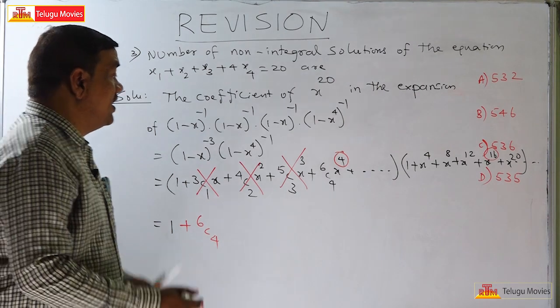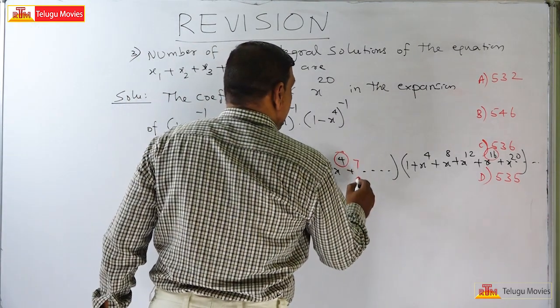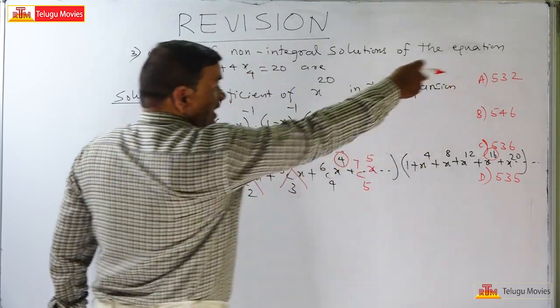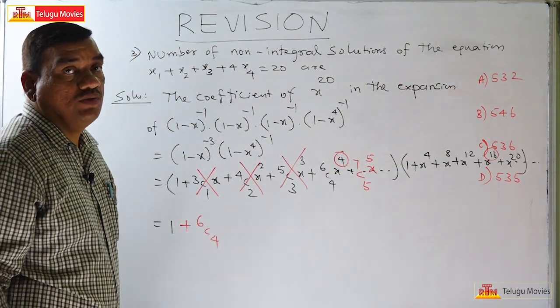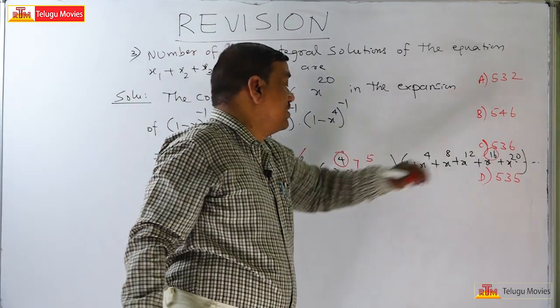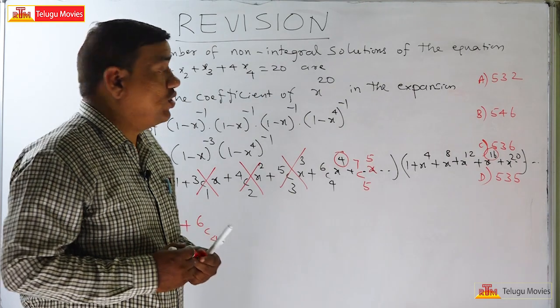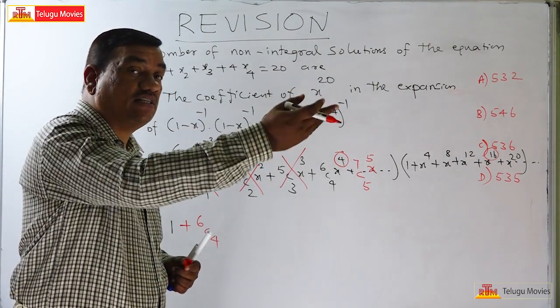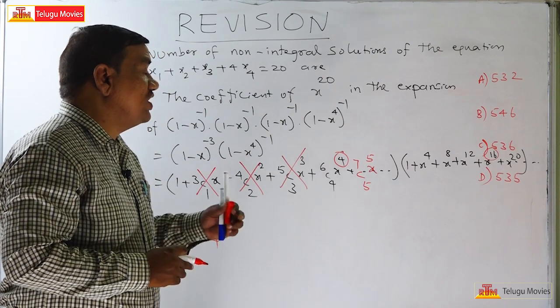Next one is 7c5, x to the power of 5. For x to the power of 20 to come, here 15 has to come, so it won't come. Again x to the power of 6: how much do you have to get on that side? 14. 14 also won't come.